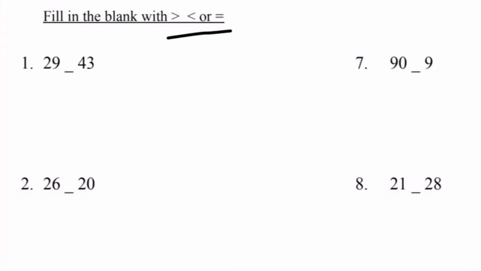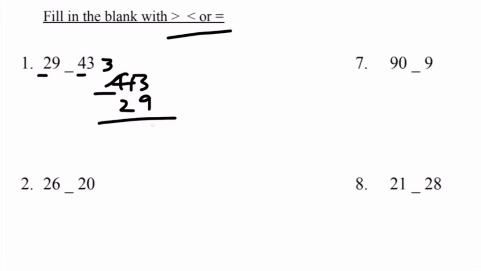Okay, number 1, 29 is what to 43? If we look at the tens place, we know that 29 has a 2 and 43 has a 4, so we can automatically assume that 29 is less than 43, but let's double check by subtracting. 43 minus 29.